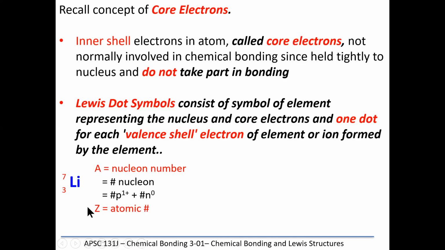So we can also refer to the atomic number with the letter Z and the nucleon number or mass number with the letter A. And lithium, like I said, will have 3 protons in its nucleus. If it's neutral, it'll have 3 electrons in the shells outside the nucleus.